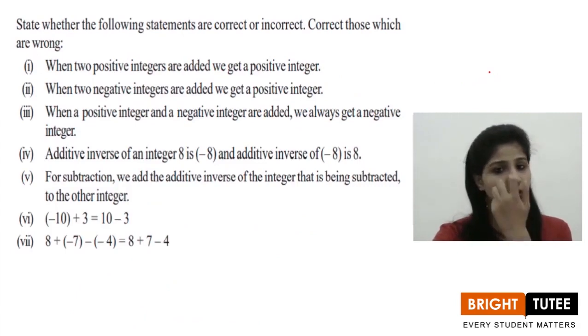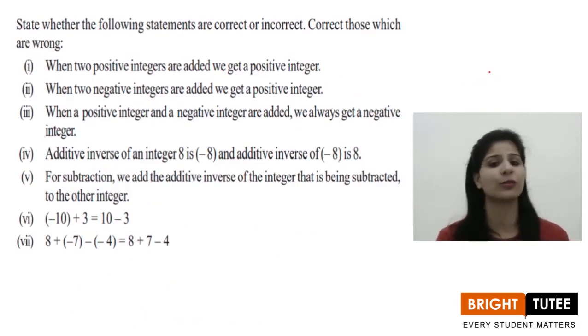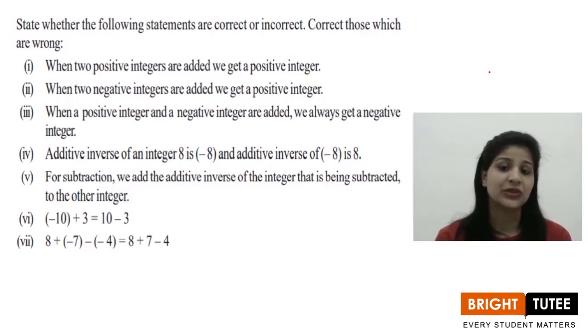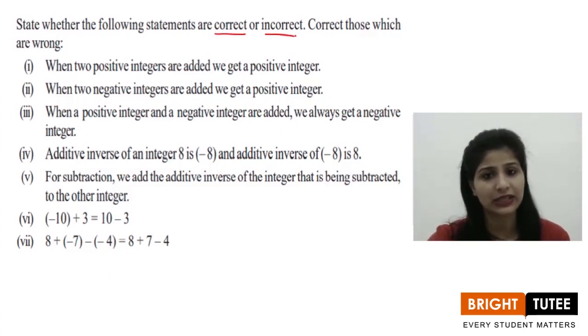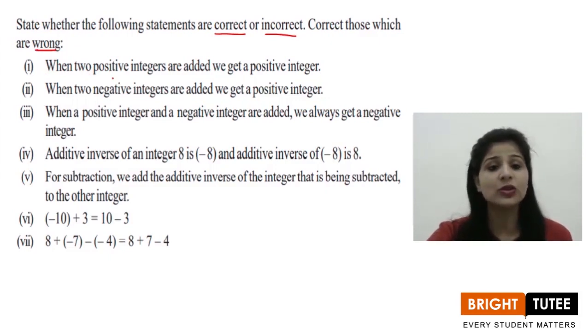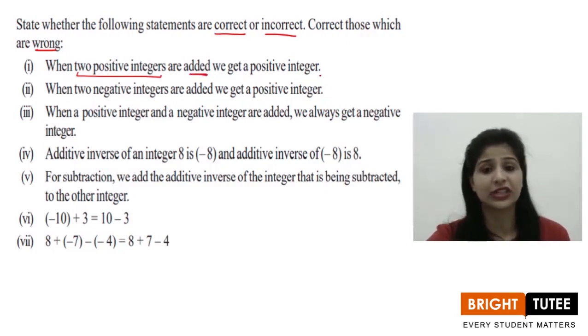Okay, so we'll do these questions and come to know how much we have learned. So you have to state whether the following statements are correct or incorrect. You have to correct the ones which are wrong. So we will figure out whether the statement is correct or incorrect, and then we will tell which one is wrong. We have to correct that also. Okay, the first one. When two positive integers are added, we get a positive integer.